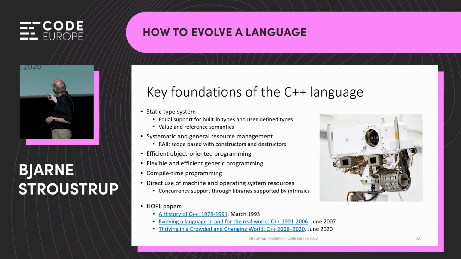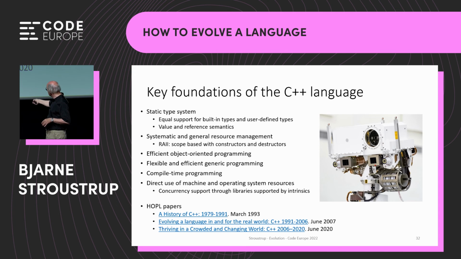Systematic and general resource management, efficient object-oriented programming, generic programming, flexible and efficient, move things to compile time, and make sure that it's still C++, direct and efficient use of machine and operating system resources. And if you want to look at this from a historical point of view, from a design process view, there's some history papers.